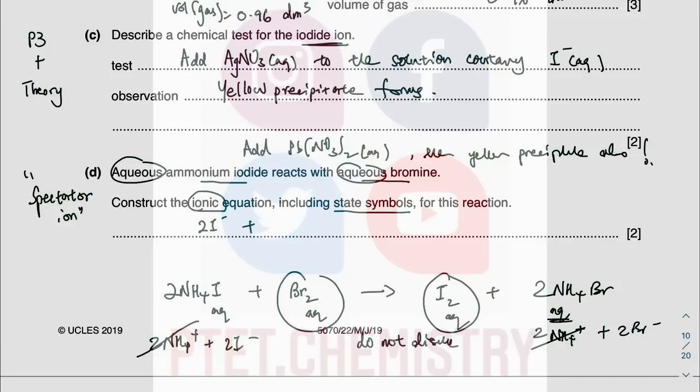So altogether you're going to get like that. Sorry, 2 Br-. Maybe I should write the I2 first to be consistent. 2 Br-. Do not forget state symbols. Aqueous, aqueous, aqueous, aqueous. Why do I not write liquid or solid? Because they give me aqueous. Okay, I'm in water. Alright, balance in terms of atoms, balance in terms of charges.